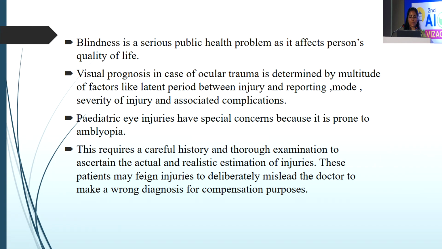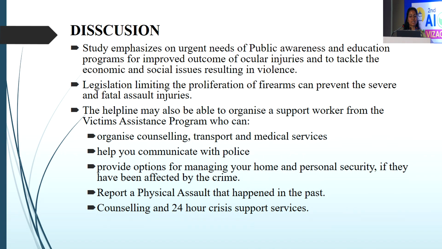Blindness is a serious public health problem as it affects a person's quality of life. Pediatric eye injury is of special concern because it is prone to amblyopia. This requires a careful history and thorough examination to ascertain an actual and realistic estimation of injury. These patients may feign injuries to deliberately mislead the doctor into a wrong diagnosis for compensation purposes. The study emphasizes the urgent need for public awareness and education programs for improved outcome of ocular injury and to tackle the economic and social issues resulting in violence.